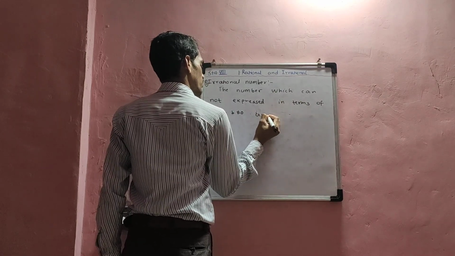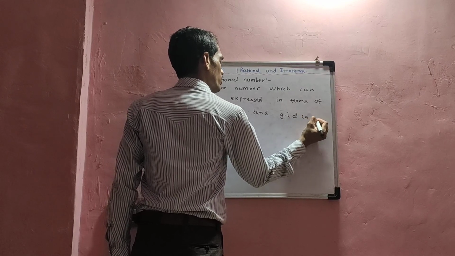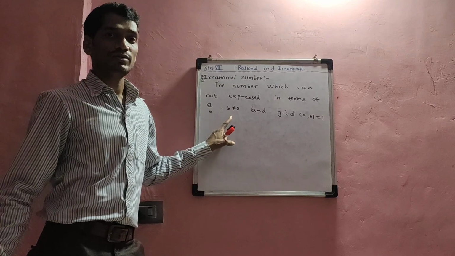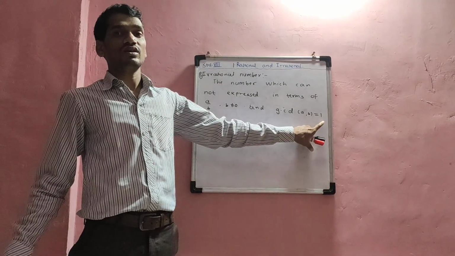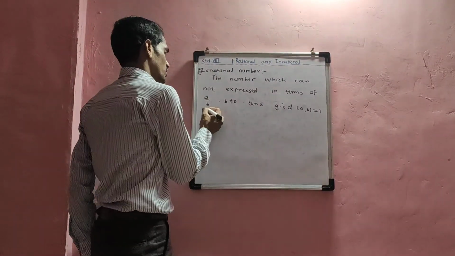And GCD of A comma B is 1. We can't express it as A by B where B is non-zero and GCD of A comma B is 1. Clear? So that is called an irrational number.